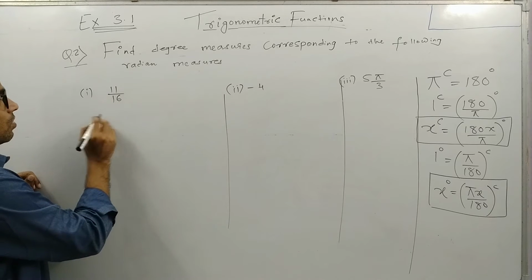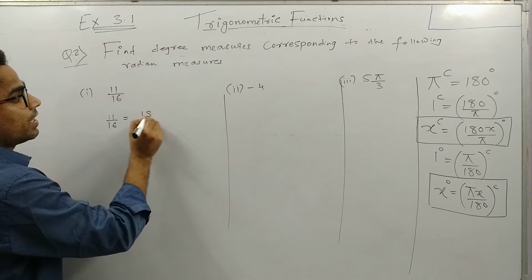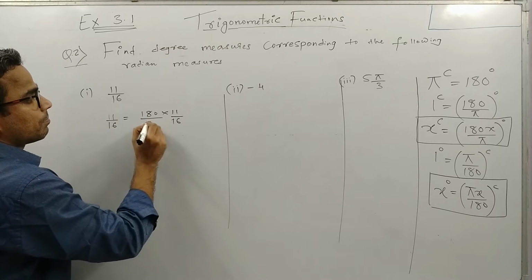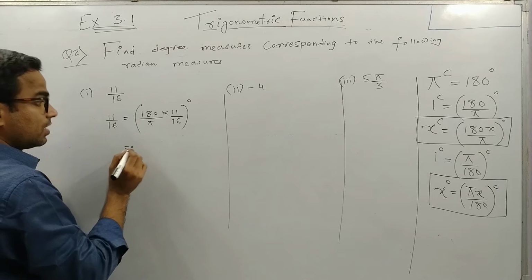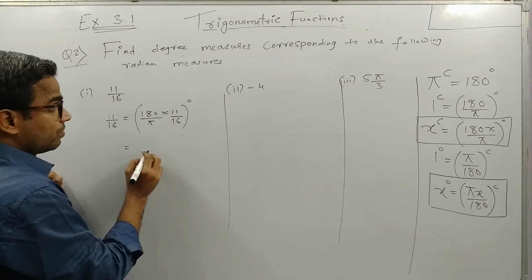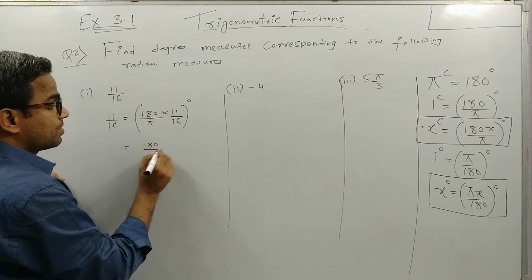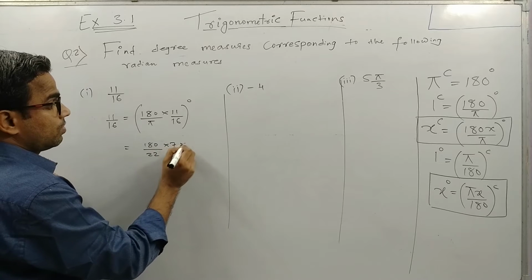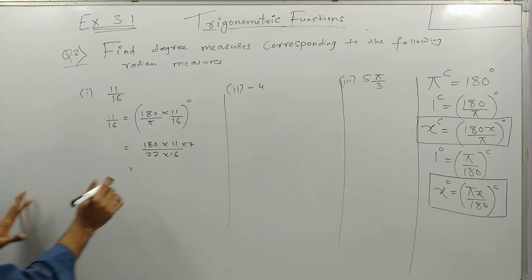Therefore 11 by 16 radian is equal to 180 into 11 by 16 divided by pi degrees. If you simplify this, you can put the value of pi, which is 22 by 7. So 7 will go up into 11 divided by 16, giving 39.375.